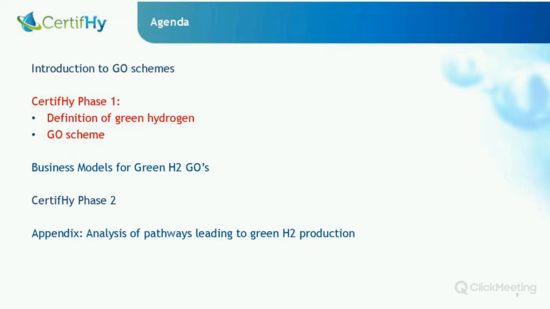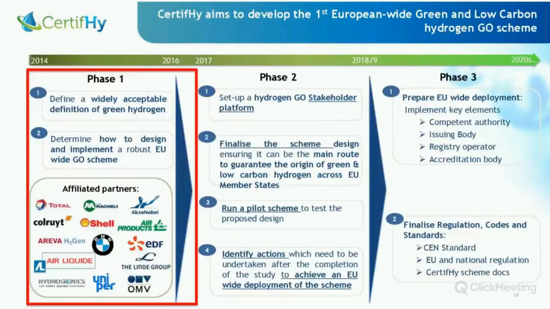I think this is somewhat the basis of GO systems, and maybe a brief introduction therein. So now I'll try to go deeper into the CertifHy project. The first phase of the project happened between October 2014 and October 2016, and it was financed as a grant project under FP7 by the Fuel Cell Hydrogen Joint Undertaking.